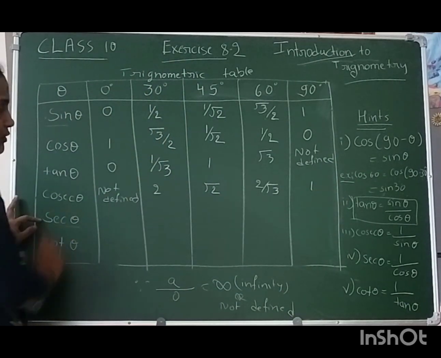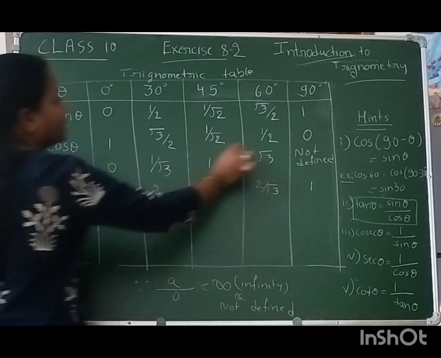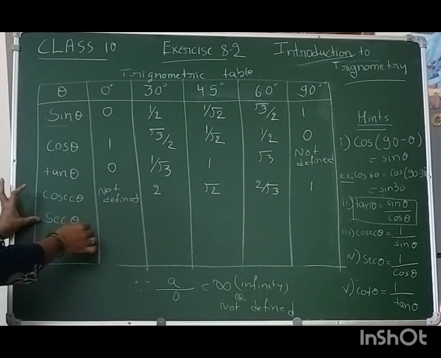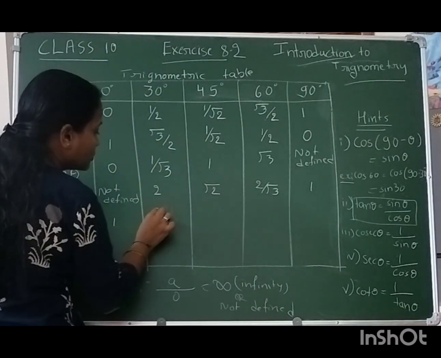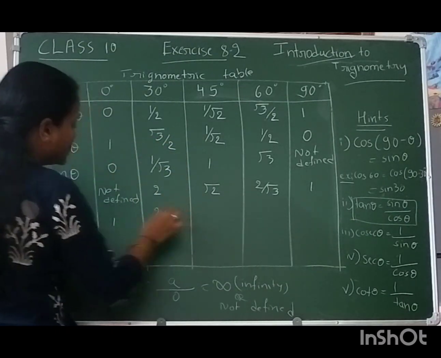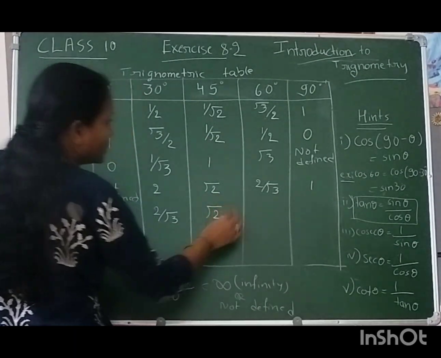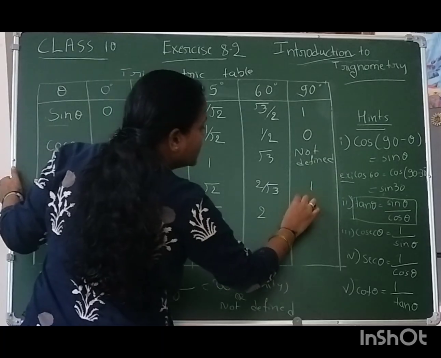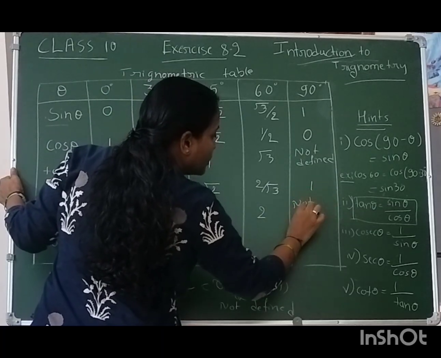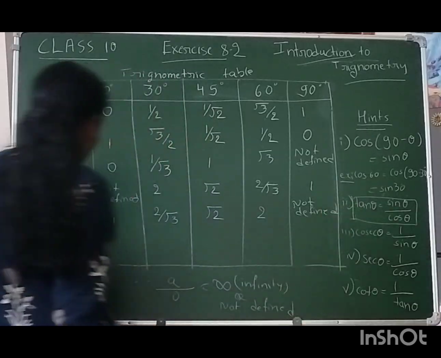Similarly for secant theta, we know from the hint that it is the inverse of cos theta. So whatever we applied for cosec theta, we'll apply for secant theta. Sec 0 will be 1 and secant 30 will be 2 by root 3 and secant 45 degree will be root 2 and secant 60 will be 2 and secant 90 is again not defined because it will lead to the form of 1 by 0.